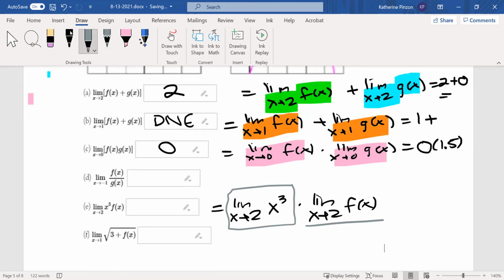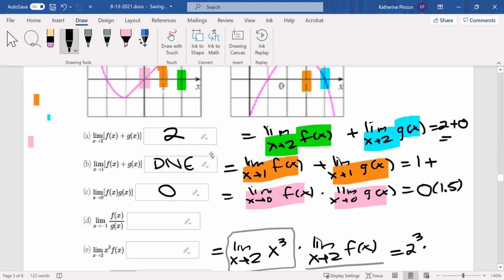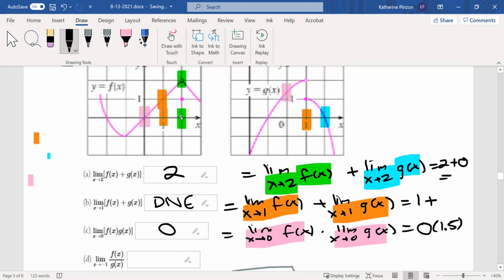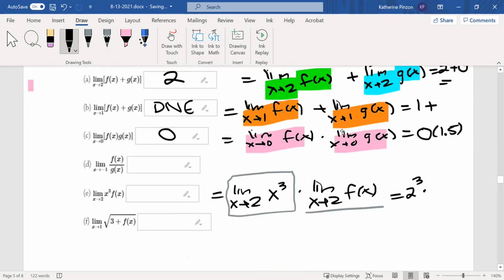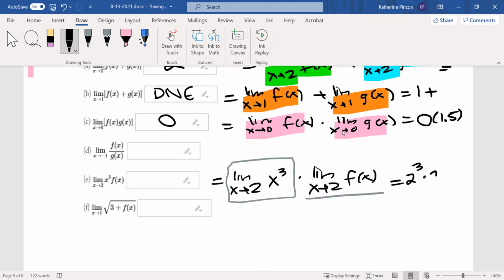Plug in 2 for x. Excellent plan. Yeah. So I'm going to say 2 cubed times this guy. I'm going to go to the graph. So I'm going to go to the f graph and look near x equals 2. Because he has that f of x in there, I'm going to go to the f graph and look what happens at 2. So here was 2. The limit at 2 was 2. So that was 2 cubed times 2 makes 16.